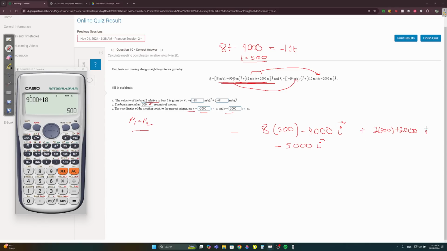You're going to get plus 3,000 J. So minus 5,000 plus 3,000 J. So minus 5,000 is the X, 3,000 is the Y.